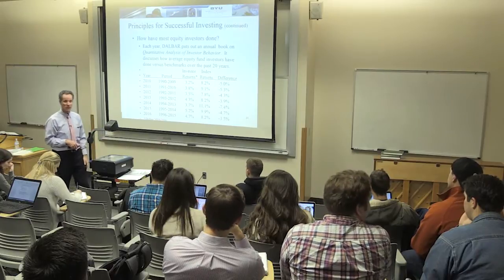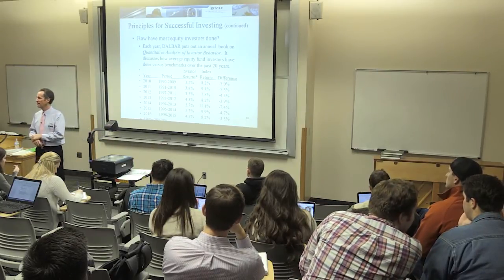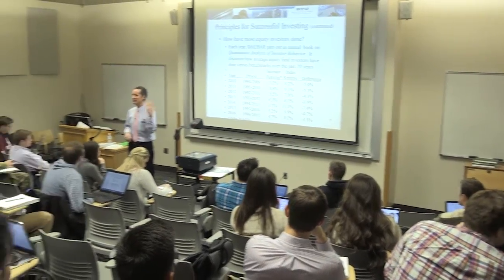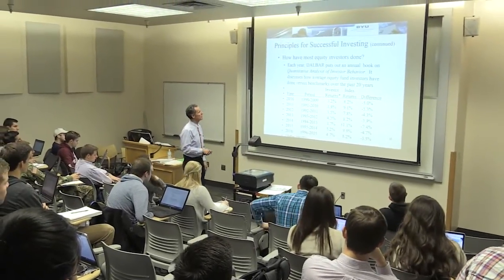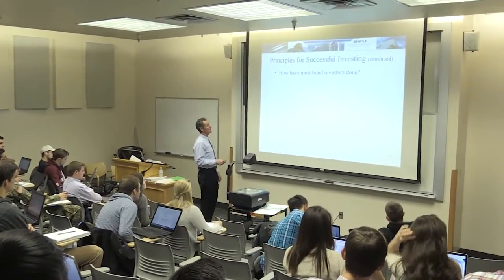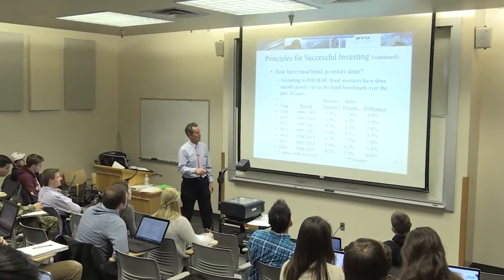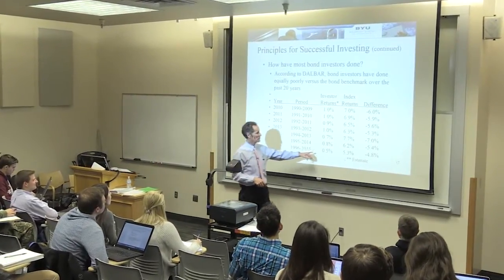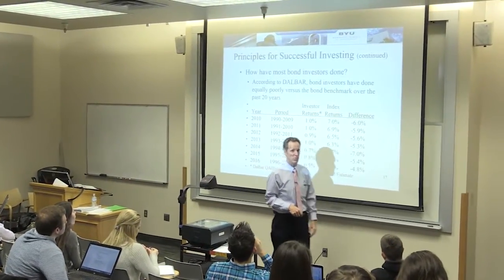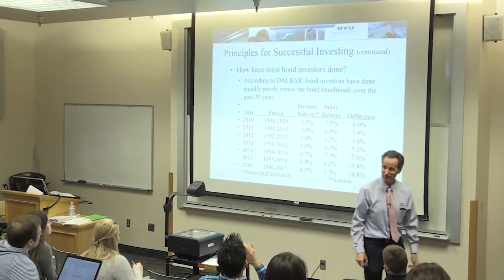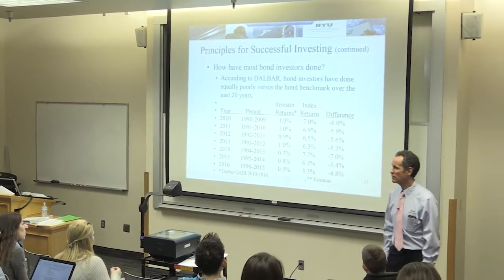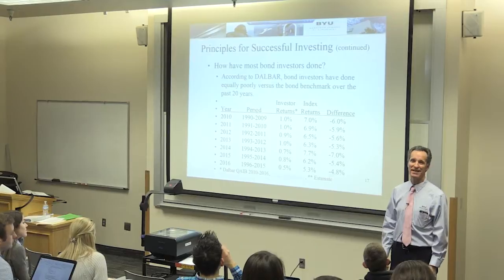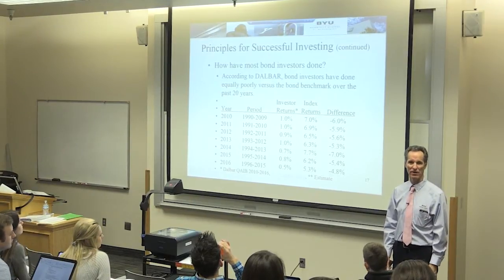Yeah. So what about bond investors? Have bond investors done better? Maybe it's just equity investors that are having problems. Bond investors, what do we find? Investor returns 0.5, 5.3, minus 4.8. Again, that's not 4.8% over 20 years. That's 4.8% a year. That's 480 basis points.